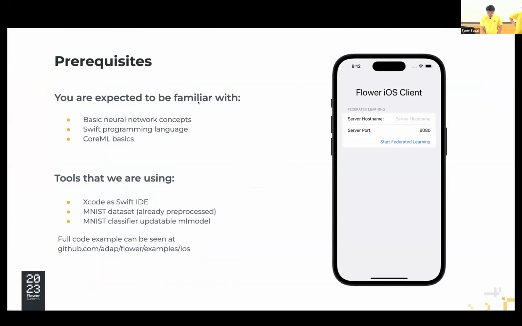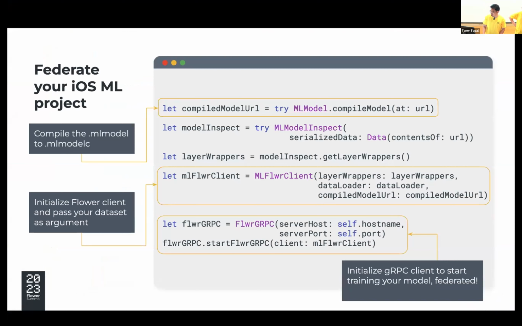Let's get back to the slides. To summarize, these are the steps to do in order to federate your iOS ML project. The first thing is to compile the ML model into the ML model C, and then you initialize the Flower client and pass your dataset as an argument. Then you initialize a Flower gRPC, and then you can start training your model federated.